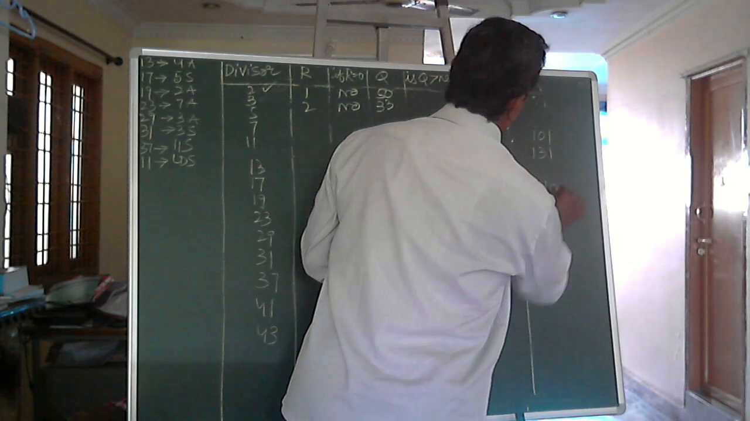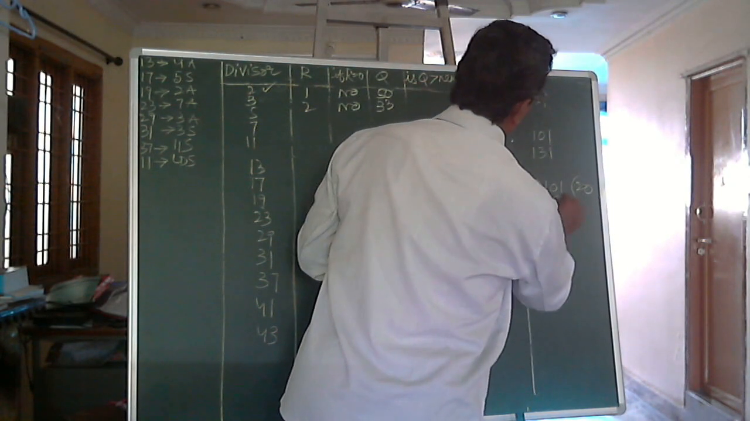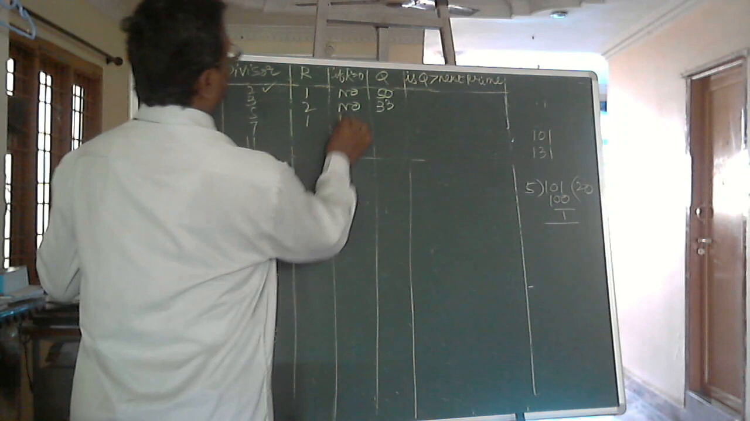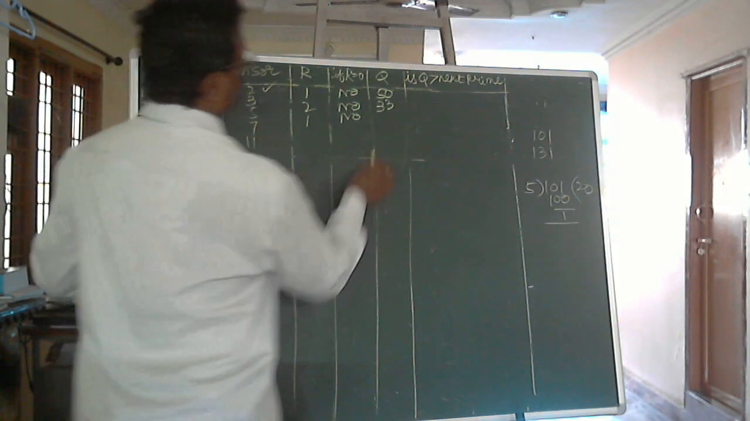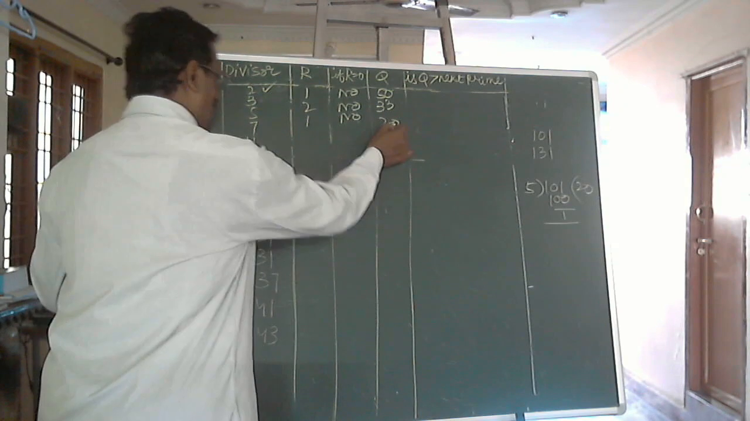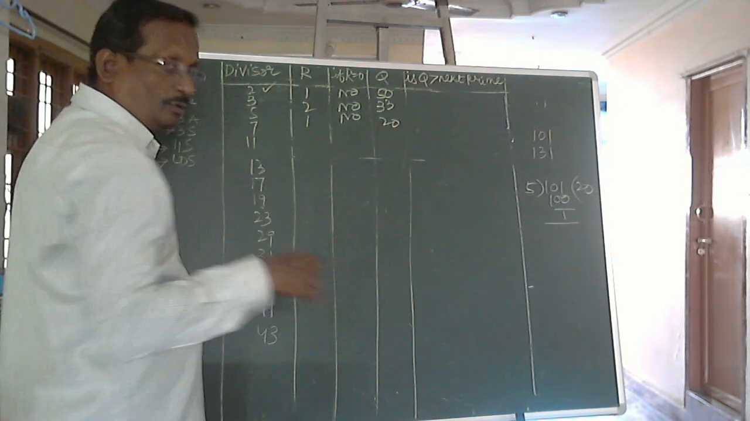On dividing 101 by 5, 20 fives are 100. Remainder is equal to 1. On dividing by 5, 1 is the remainder which is not equal to 0, and quotient is equal to 20. Again, 20 we have to compare with the next prime number. Quotient is greater, so go for another division.